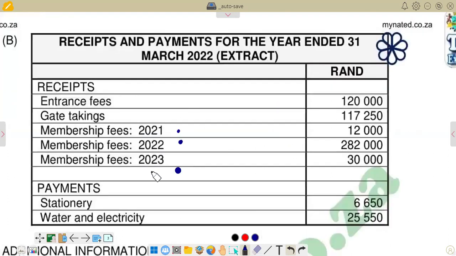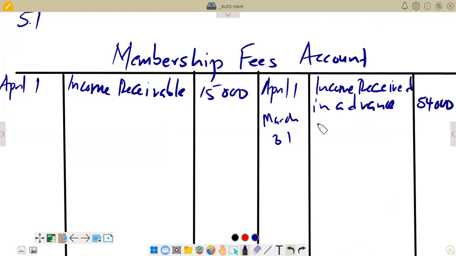So we are having our membership fees. For 2021, we've got 12,000. For 2022, we've got 282,000. For 2023, we received 30,000. So we are just going to enter one by one in our membership fees account. If you go to the credit side, what we are saying is this one is going to be debited to bank.